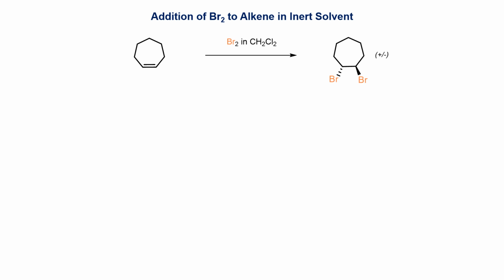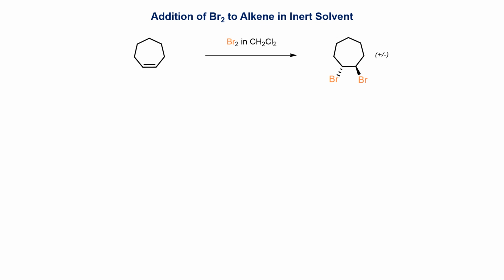The addition of molecular bromine to an alkene in a non-participating solvent results in the formation of a saturated trans-dibromide product. The isolation of only the trans isomer or isomers provides evidence for a stepwise addition pathway that does not include the formation of any open carbocation intermediates.